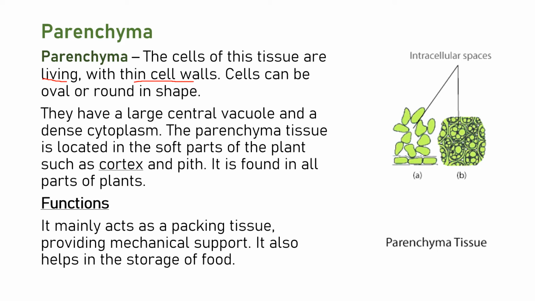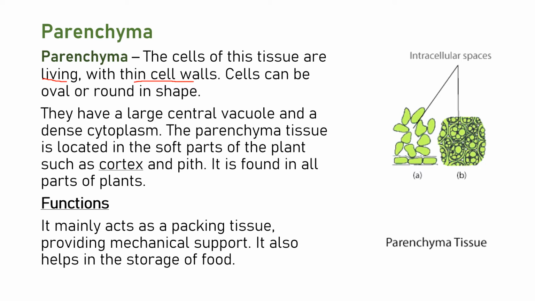Then if you see, there are spaces. So intercellular spaces are more in parenchyma. They have large vacuoles and a dense cytoplasm. Vacuoles are large and cytoplasm is also dense. Then parenchyma tissues are located in soft parts of plants such as cortex and pith. We have already studied that it is found in all parts of the plants, right?